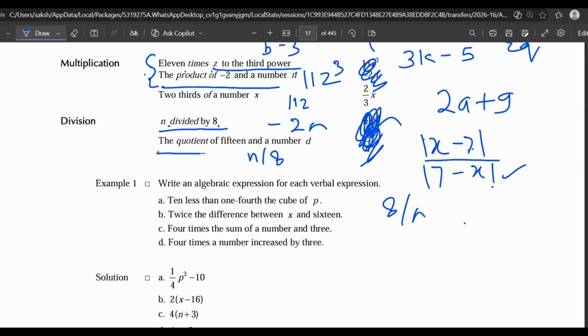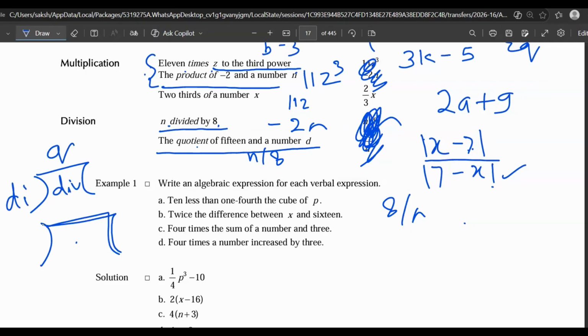Now the second one. Can anyone tell me the answer for the second one? The quotient of 15 and the number d. 15 upon d. Here, let me give you a quick review. What is quotient? What is divisor? What is dividend? And what is remainder? I hope you know about this symbol we use for division. Everyone is aware of this? Yes, ma'am. Okay. Generally here we write divisor, dividend, quotient, and the last is what is left here, that will be the remainder.